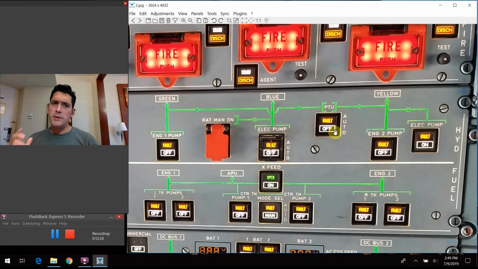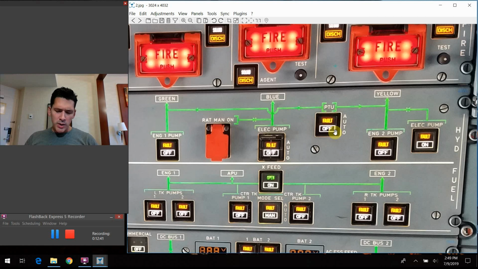And just a little side tidbit, factoid: the normal way the system operates is it gets its bleed air from the number one engine for all three of the systems, but it is capable of being fed from the other sides, but that's way deeper than we need to talk about today.